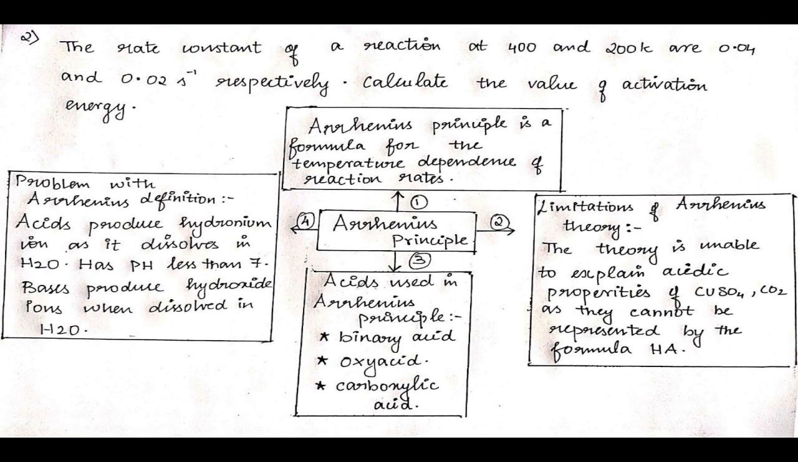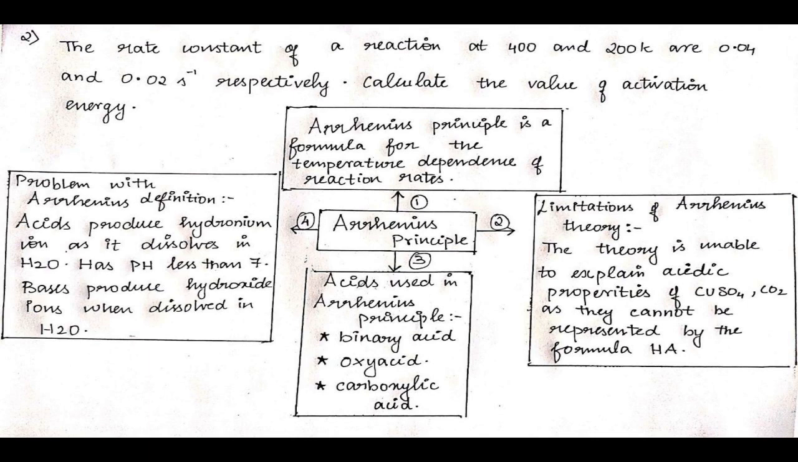First, let us discuss the Arrhenius principle. The Arrhenius principle is a formula for the temperature dependence of reaction rates. Limitation of Arrhenius theory: the theory is unable to explain acidic properties of CO2 as they cannot be represented by the formula HA. Third, acids used in Arrhenius principle: binary acid, oxyacid, carboxylic acid.